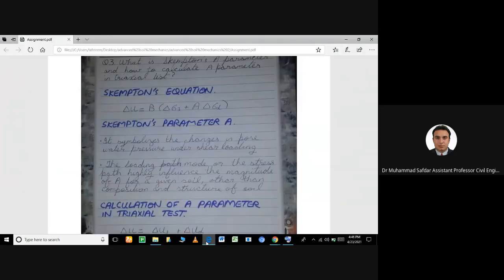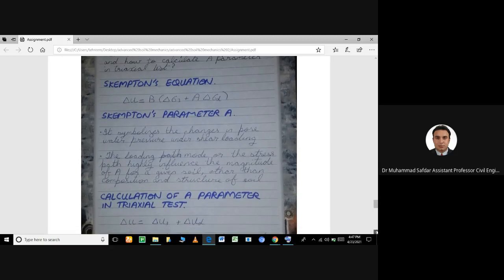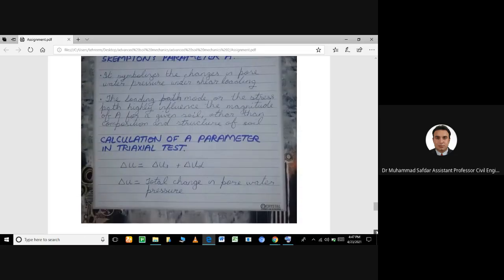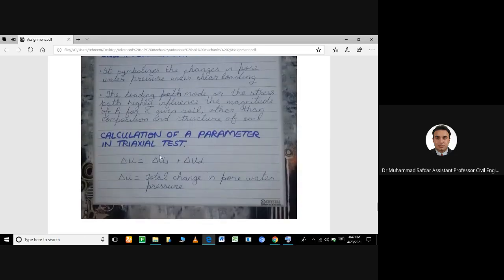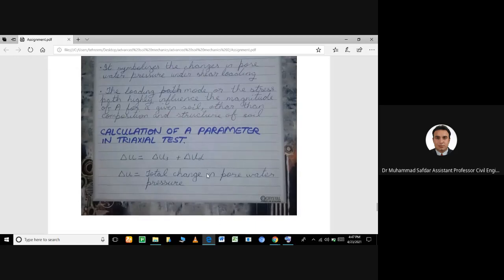So we have this Skempton's equation for the pore water pressure. It can basically be divided. I'll explain its purpose afterwards. I'll just first come to the derivation. This Skempton's equation can be divided into two parts. First, delta U3, which is due to change in pore water pressure, and the other one is delta UD, which is due to change in deviator stress.